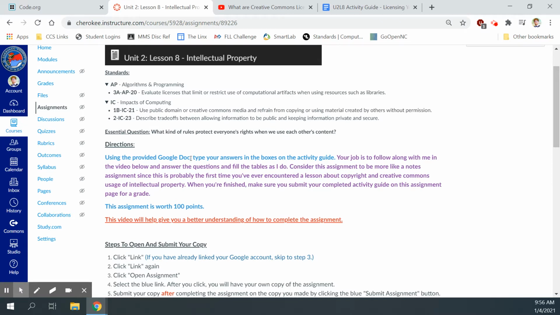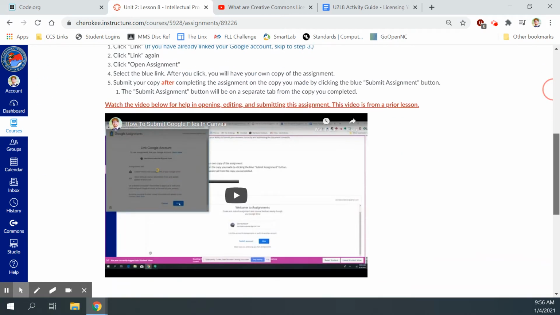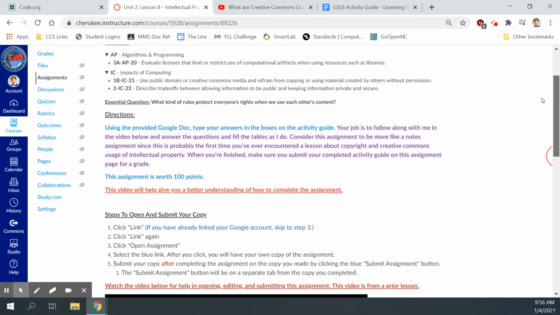The directions. For this assignment, we are going to be using the provided Google Doc, which you'll find down at the bottom of this page. If you need help getting that opened up and submitted, you can always refer to my video there. I know you've slept a couple times since the last time you did one of these. Your job is to follow along with me in this video and answer the questions and fill the tables as I do. Consider the assignment to be more like a notes assignment, since this is probably the first time you've ever encountered a lesson about copyright and Creative Commons usage of intellectual property.